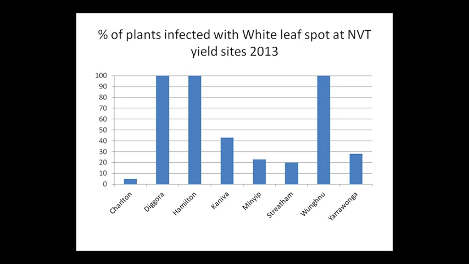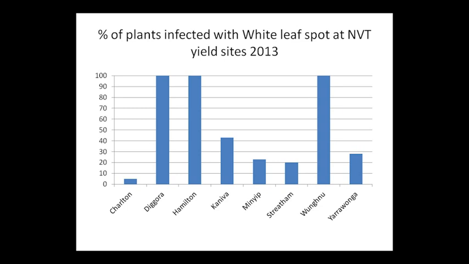At this stage in the project, we're really just trying to determine what diseases are out there and how severe they are. So it's our monitoring work last year. These are a series of NVT trials where we've got extra plots zoned to monitor different diseases. And this is the incidence of disease across those sites.